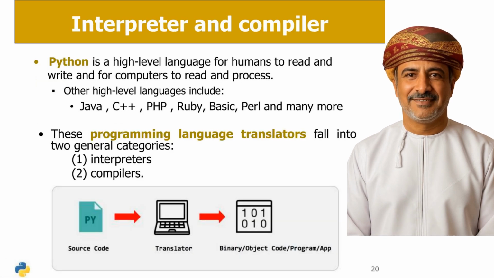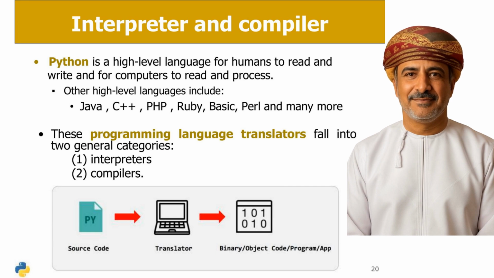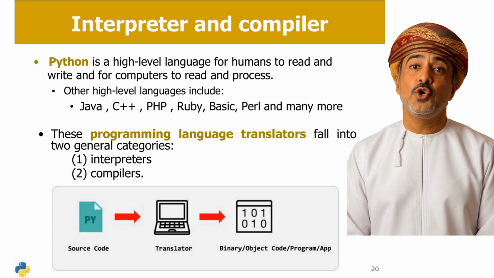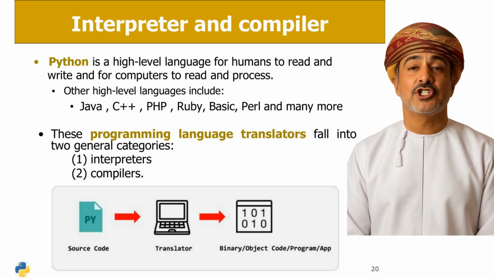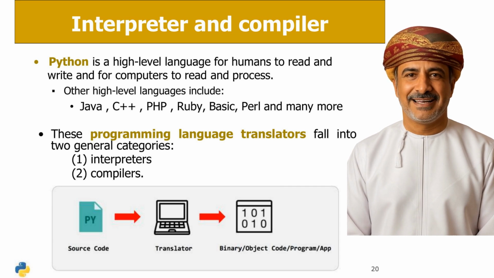Python, along with Java, C++, PHP, Ruby, Basic, and Perl, is a high-level language designed for human readability and computer processing. These languages are translated using two main types of translators: interpreters and compilers. Each serves a unique role in converting high-level code into machine-readable instructions.